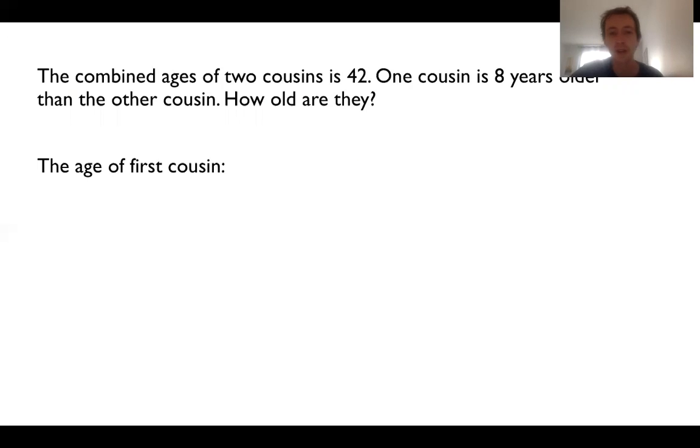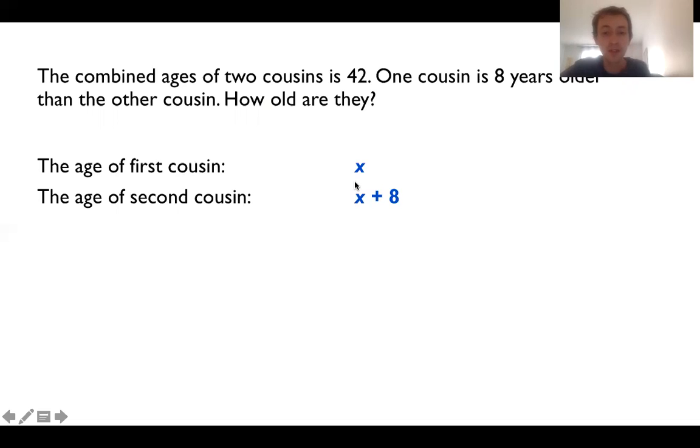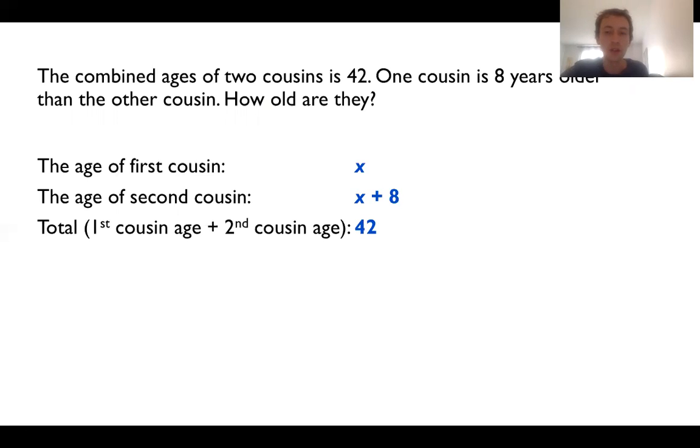I haven't told you, so like many things we do when we don't know, we're going to call it X. The other cousin is 8 years older than this first one. So if your age is X and your cousin is 8 years older, then your cousin's age must be X plus 8. And if I add the cousins' ages together, they must total 42. So what we can say is X plus 8 equals 42. We've just come up with an equation.